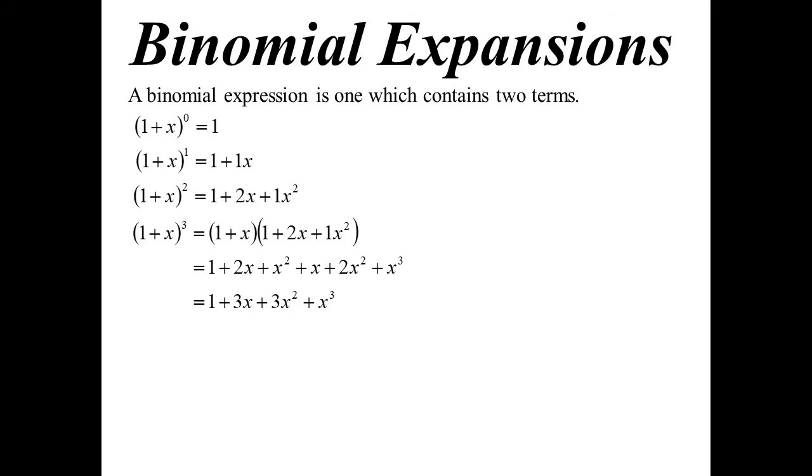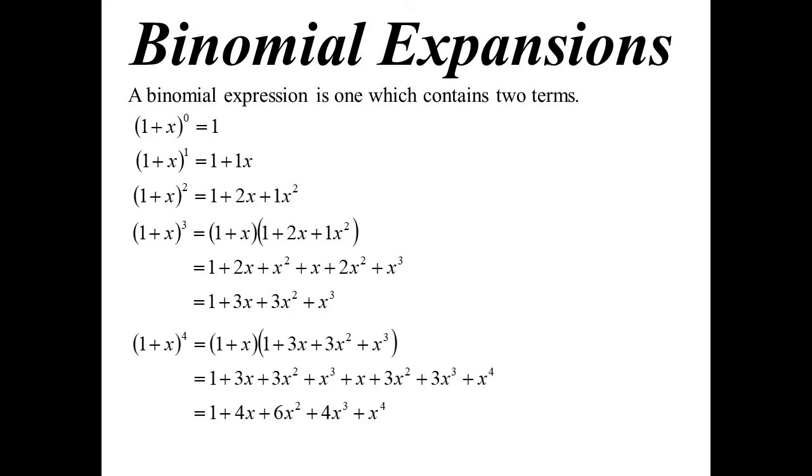(1 + x)^2 will be 1 + 2x + 1x^2. We've also seen (1 + x)^3, but if you forget how to find it, simply multiply (1 + x)^2 with 1 + x. And we end up with 1 + 3x + 3x^2 + x^3. Then we can multiply that by 1 + x to get (1 + x)^4. Tidying everything up, we end up with 1 + 4x + 6x^2 + 4x^3 + x^4. A pattern, if you just look at the coefficients, is emerging.